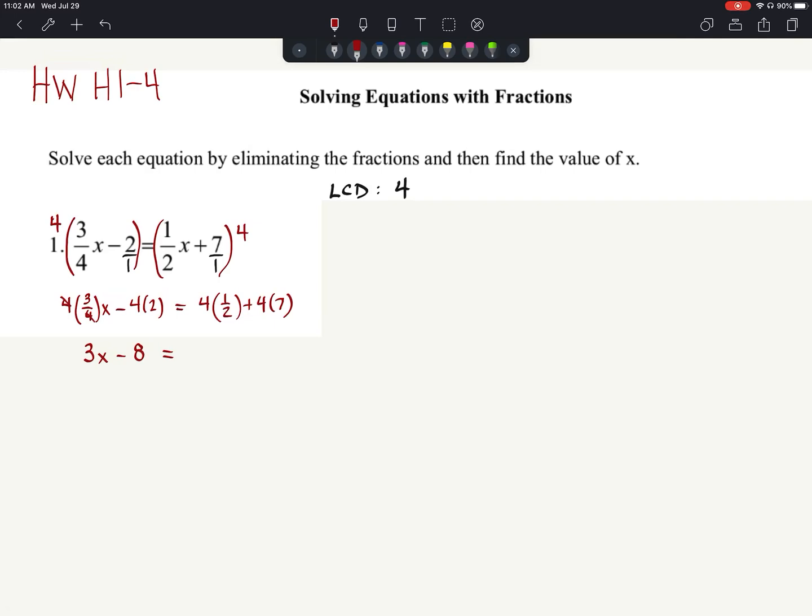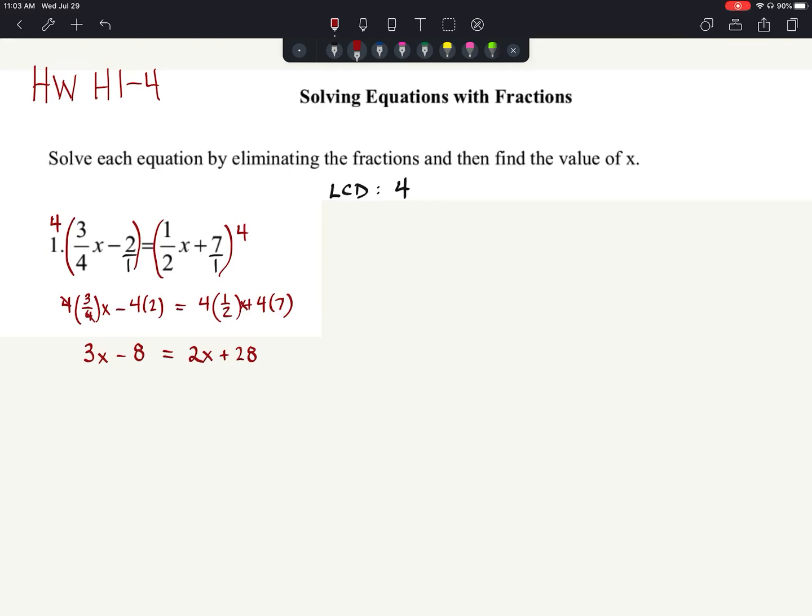4 times 1/2 would be 2, and 4 times 7, oops, you know what, you notice I forgot my x there. Let's throw that in there. So that should be a 2x. And then 4 times 7 is 28. So be careful there. You see I almost left my x off. Sometimes showing more work can cause more problems if you forget something there. But do what makes you comfortable.